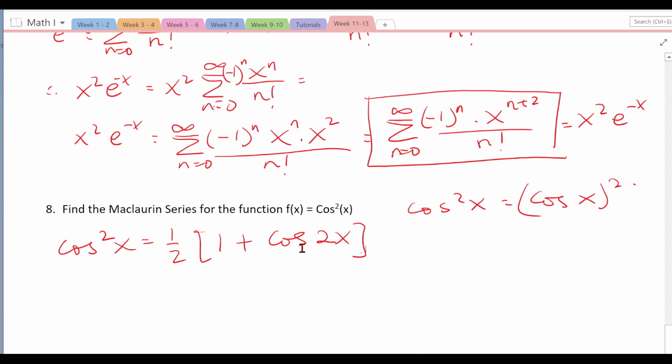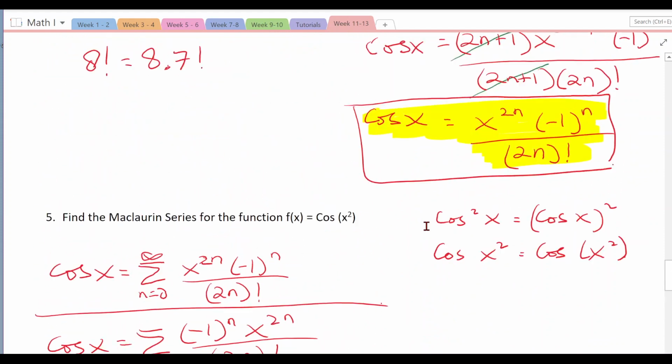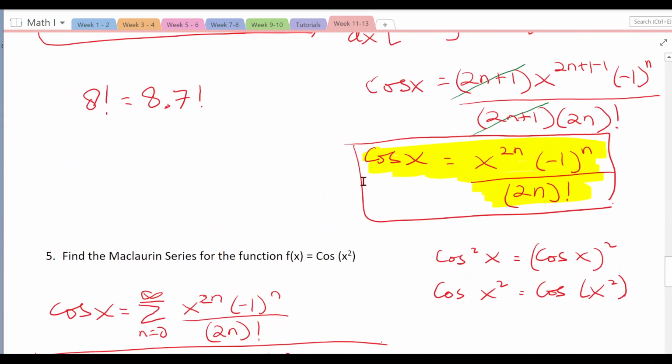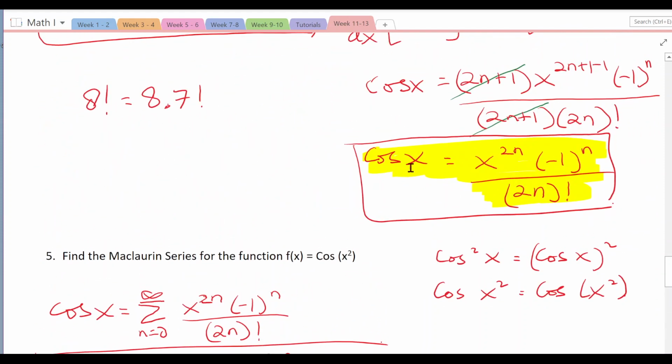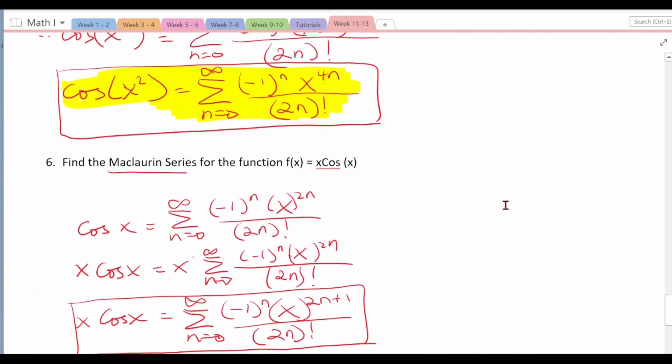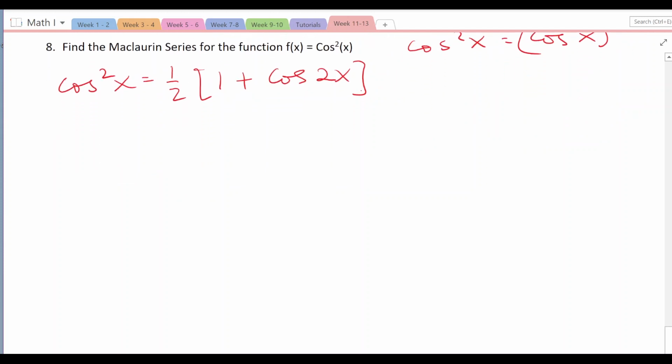Now we can replace this cos 2x with our knowledge of cos x for the Maclaurin series. We already have our Maclaurin series of cos x, which is the sum of negative 1 to the power of n times x to the 2n divided by 2n factorial, and if we replace x with 2x, then we have 2x to the power of 2n and so on.